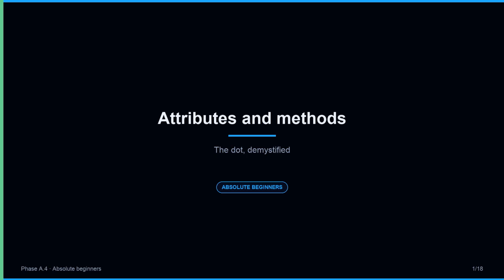It reaches inside an object. Behind the dot lie two kinds of things, attributes, which are data, and methods, which are tools. We look at many small examples until the dot feels like breathing. Most common thing you type.